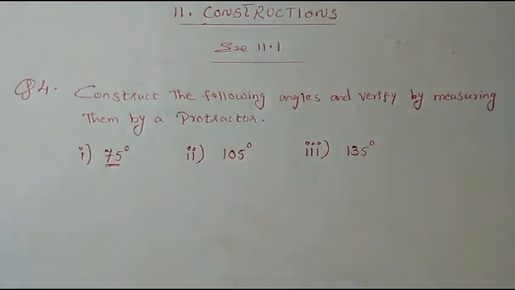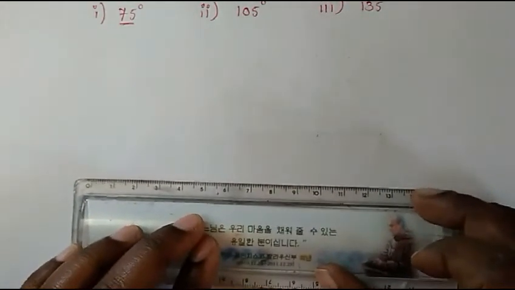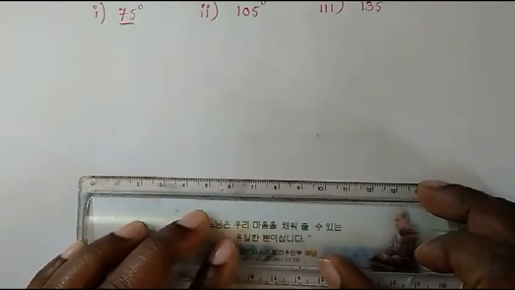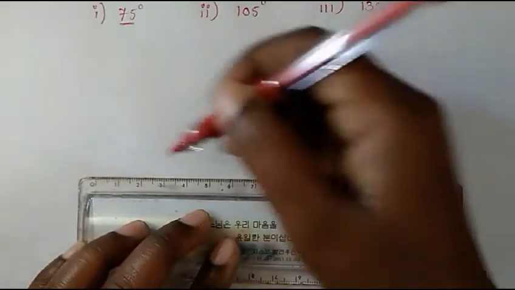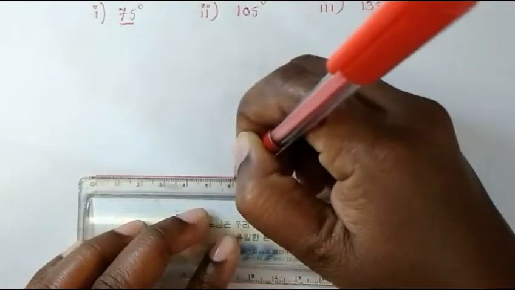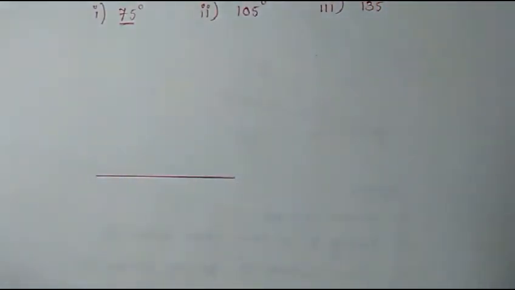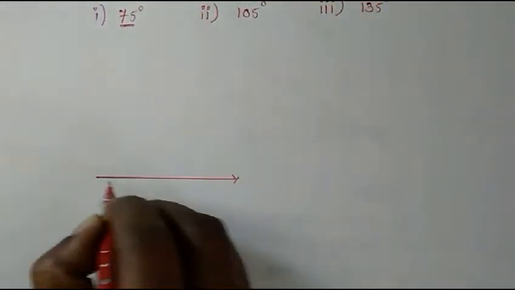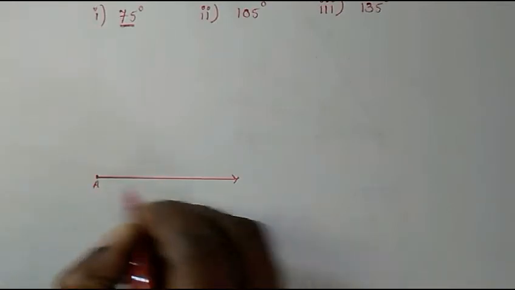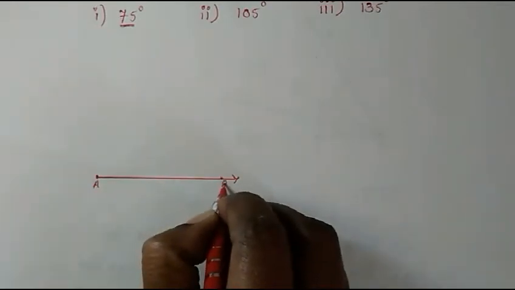Okay, first draw a ray. I'll draw it with pen so that I can highlight for you. But you don't do it with a pen, you have to do it with pencil. So I'm drawing a ray. Okay, this is the starting point, so A, this is B.